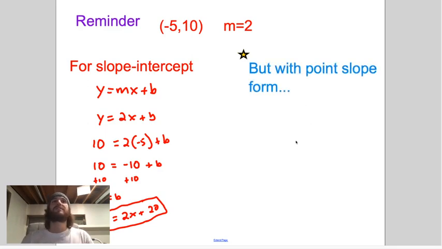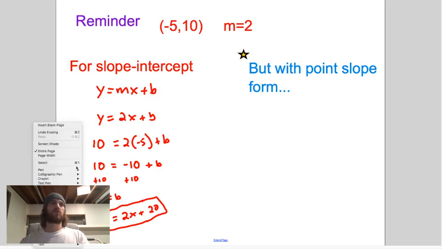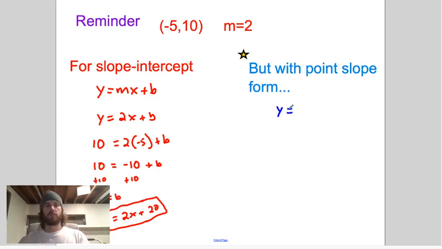Okay, now let's do the same problem with point-slope. How fast is this? Well, point-slope, let's write our equation. Let me change the color really fast. Again, it's late. y minus y1 equals m times x minus x1. You've got to get in the habit. We're not writing slope-intercept anymore.